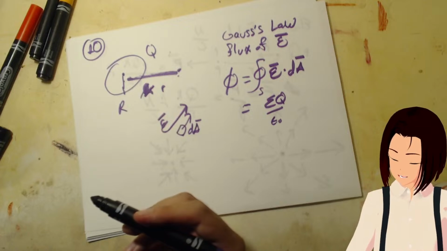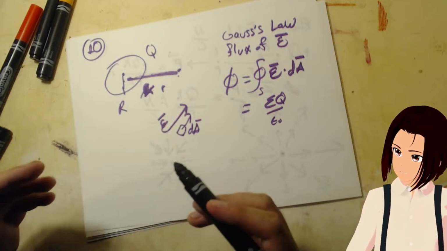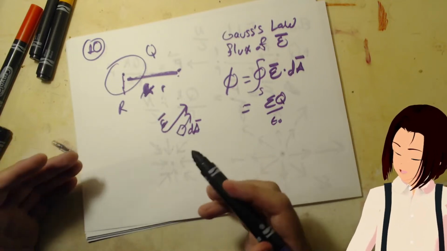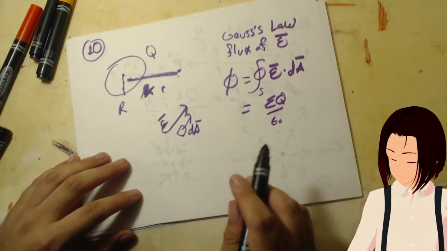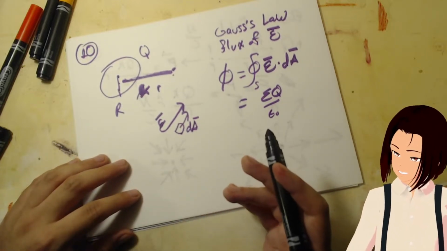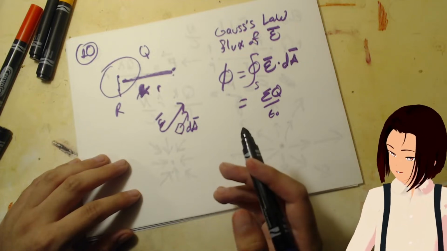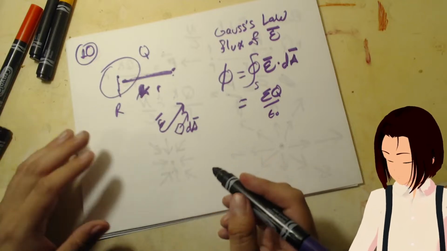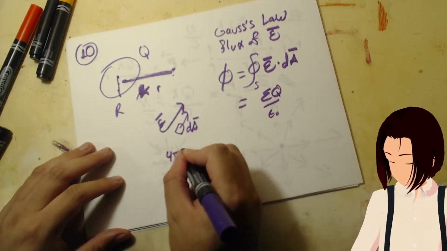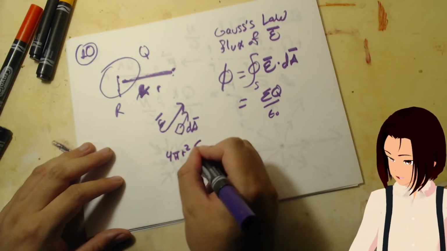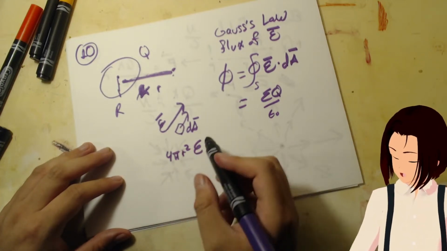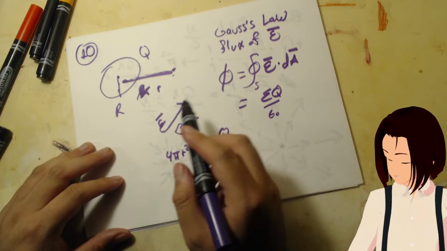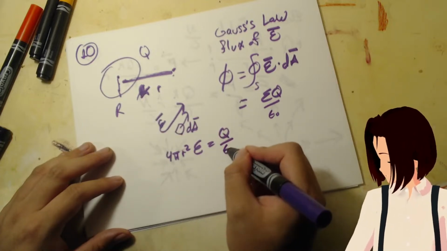So if we do the dot product, the angle between them is 0, or it's pi, depending on which way the electric field's going. We know from multivariable calculus that the area of a sphere is 4 pi r squared. So we can write it as 4 pi r squared times the magnitude of the electric field equal to all the charge, which is what we have on the surface, divided by the permittivity of free space.